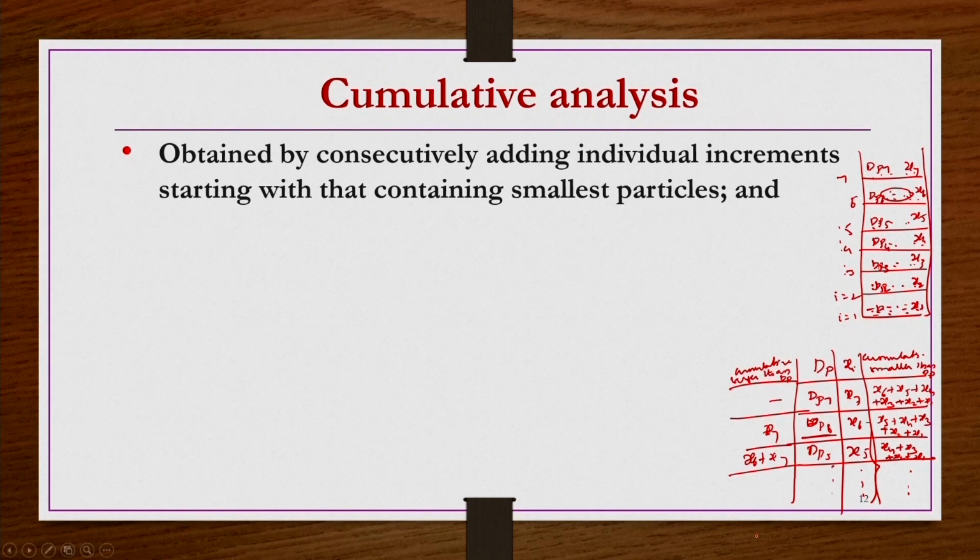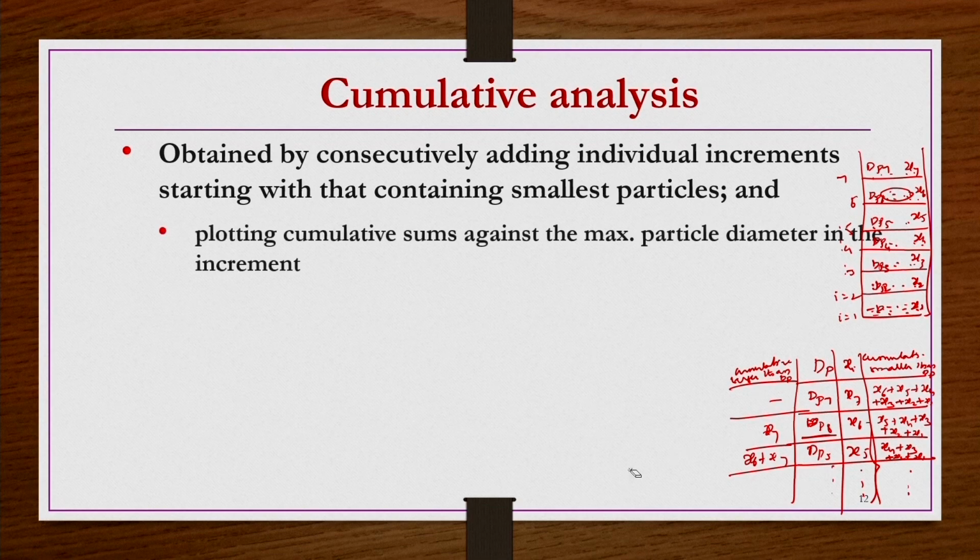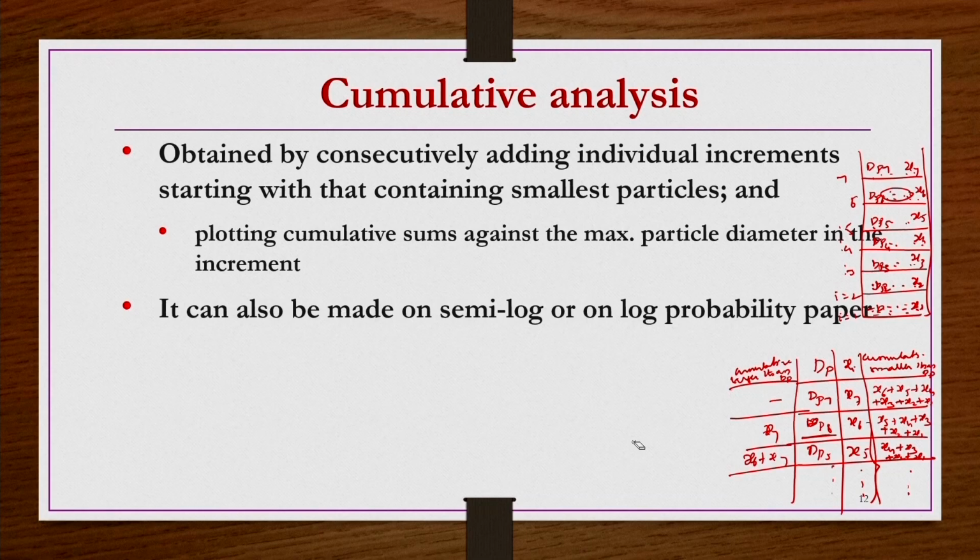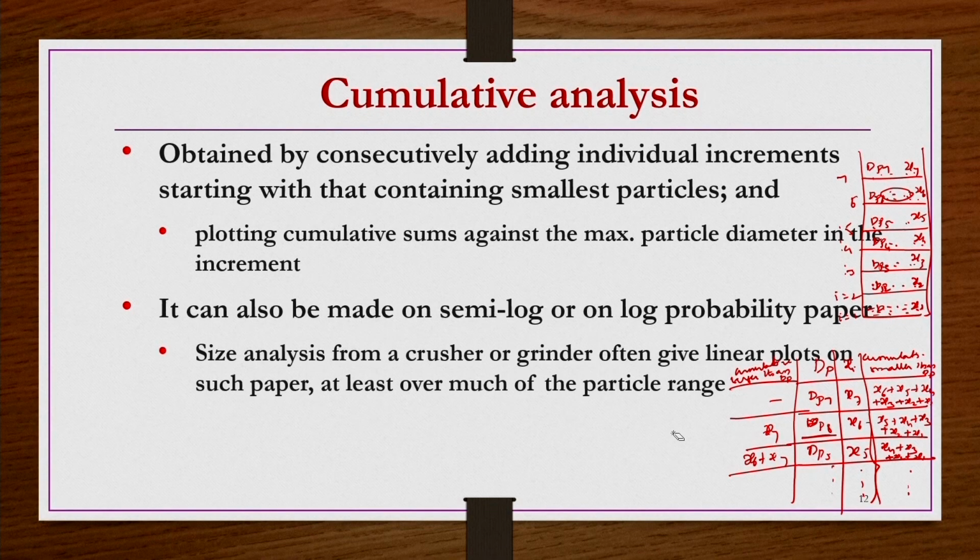So, it will come like this, okay. It will be opposite to the other one. So, this is how we have to do the cumulative analysis. Plotting cumulative sums against the maximum particle diameter in the increment gives the cumulative analysis. One can plot this cumulative analysis on a log-log or semi-log plot as well. And then size analysis from a crusher or a grinder often gives linear plots on log-log or semi-log papers.